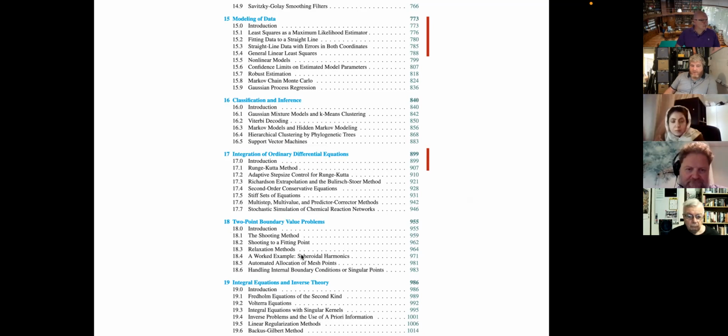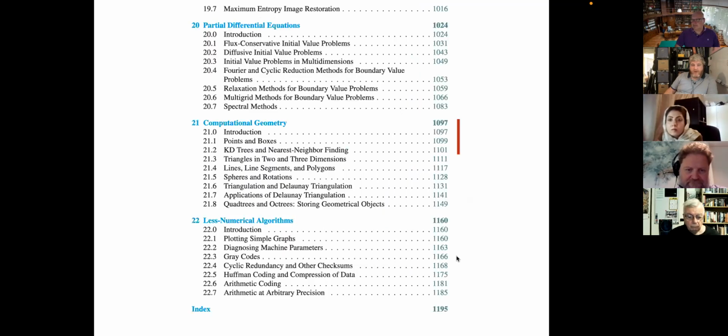Boundary value problems are obscure. I don't think you need those. Integral equations are even more obscure. I don't think you'll ever meet one of those in your whole career. Partial differential equations, if you meet one of those, good luck. I don't think anyone's doing that. Nearest neighbor finding is the one section here that I think a lot of people might have seen in their work. So that's the final bit. So that was a lot of stuff.